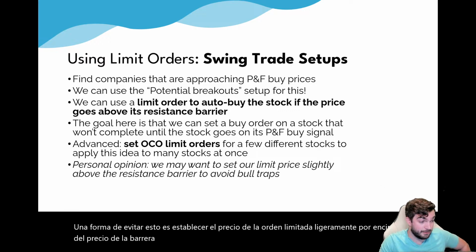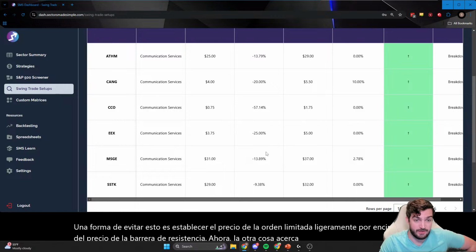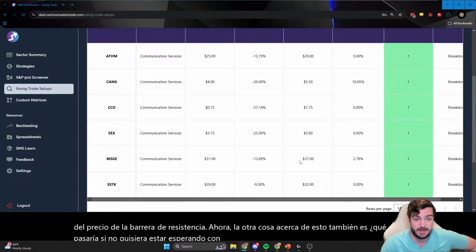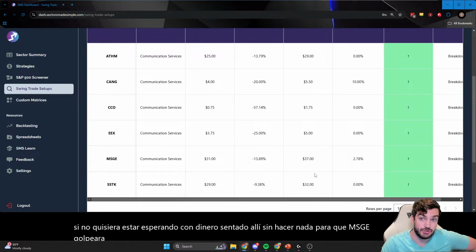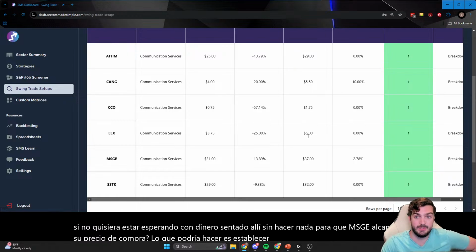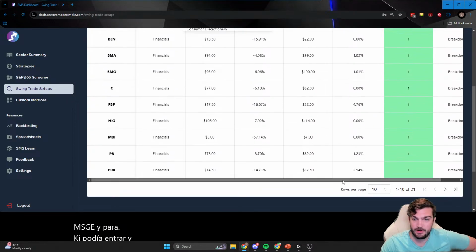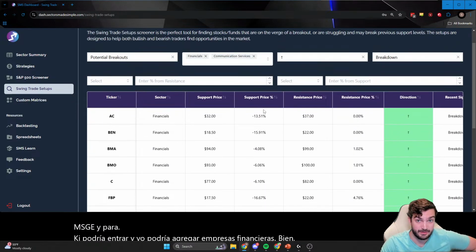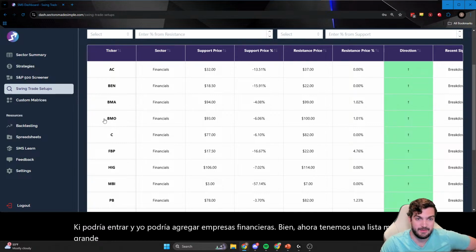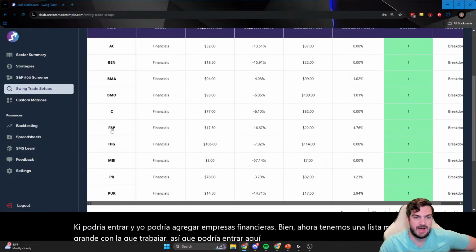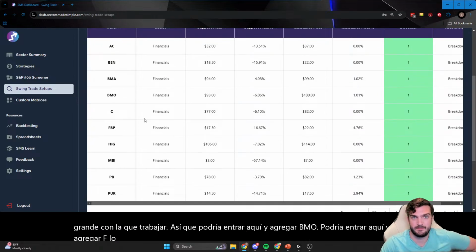One way to avoid this is set the limit order price slightly above that resistance barrier price. Now, the other thing about this too is, what if I didn't want to just be waiting with money sitting there for doing nothing for MSGE to hit its buy price? What I could do is I could set limit orders for ATHM, for MSGE, and for SSTK. I could go in and I could add financials companies. Okay, now we got a bigger list to work with. So I could go in here and add BMO. I could go in here and add whatever list you want.